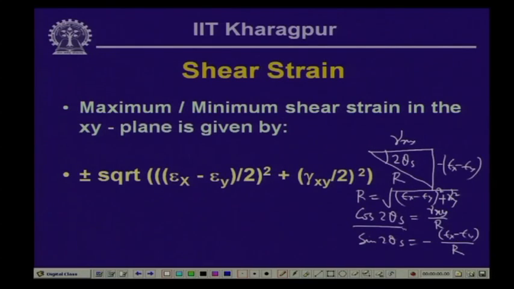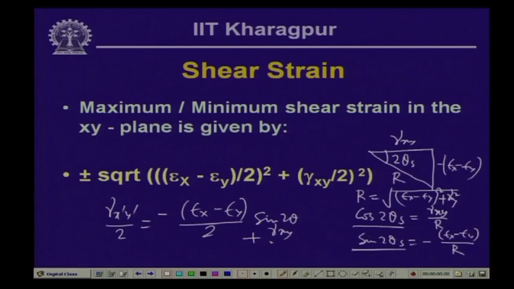Now, if we substitute the values of cos 2 theta s and sin 2 theta s in the expression for gamma x dashed y dashed by 2, which is equal to minus (epsilon x minus epsilon y) by 2 sin 2 theta plus gamma x y by 2 cos 2 theta, in terms of gamma x y by r and (epsilon x minus epsilon y) by r, we get (epsilon x minus epsilon y) square by twice r plus gamma x y square by twice r, and eventually (epsilon x minus epsilon y) square plus gamma x y square is r square.